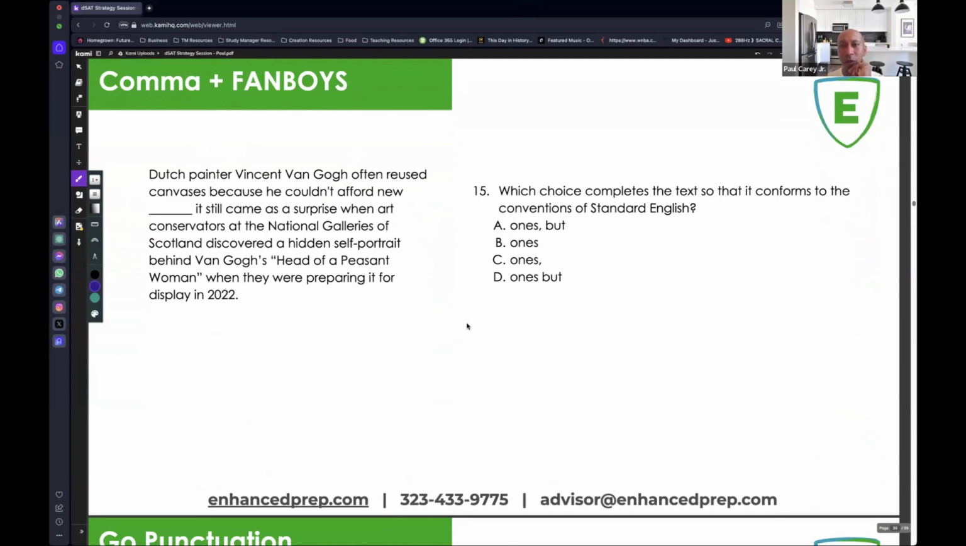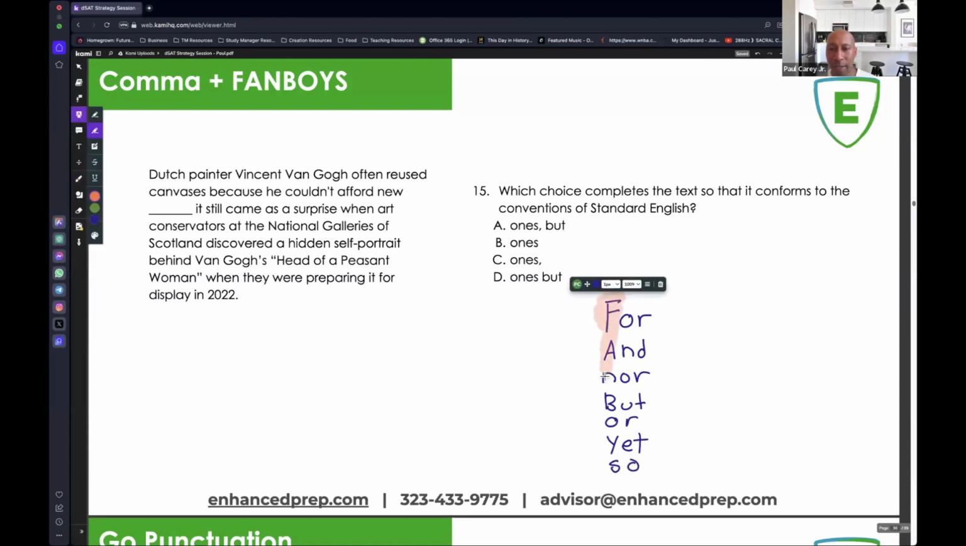Okay. So what FANBOYS are, they're going to be conjunctions. So you have for, and, nor, but, or, yet, and so. Okay. So these are going to be your FANBOYS. So if you ever have a comma that's connected with one of these words, this is also going to be a form of stop punctuation.